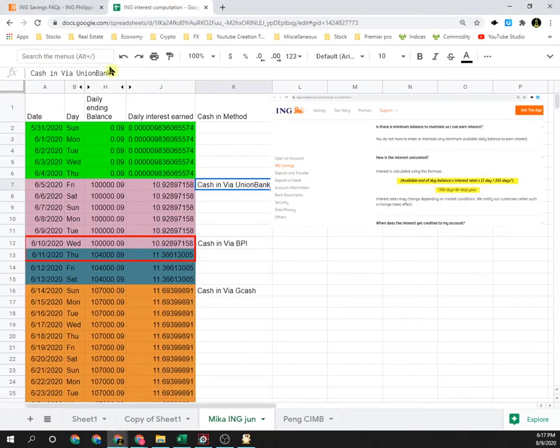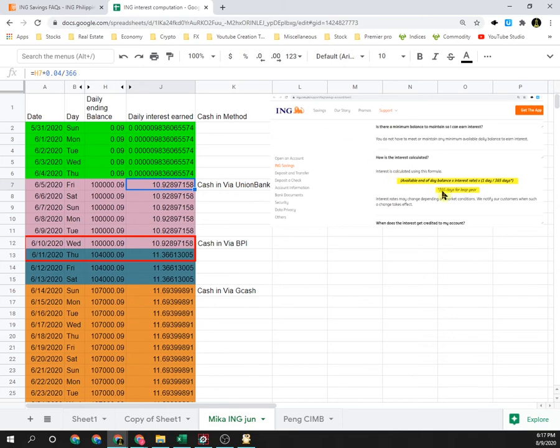To explain further, here is the spreadsheet where you can see the first column is the date, the second column is the day of the week, and the third column is the daily ending balance. The fourth column is the daily interest earned according to the formula. According to the formula shown here, the daily interest is computed by the balance at the end of the day, multiplied by the interest rate, and divided by the number of days in a year. Since 2020 is a leap year, we are dividing it by 366.